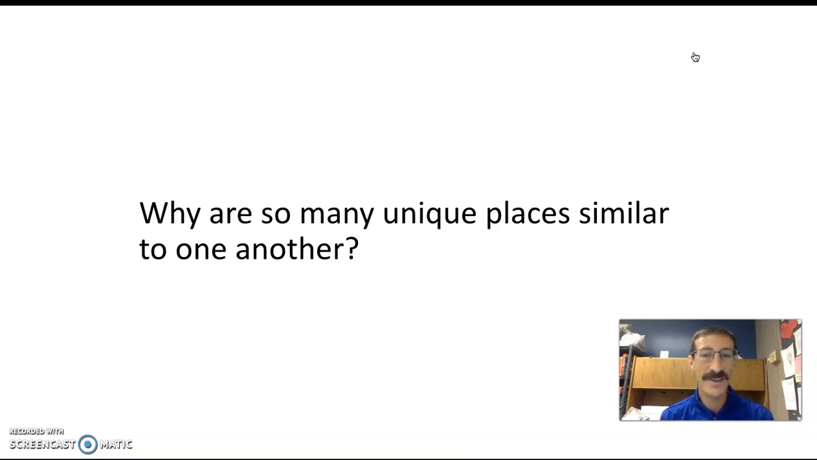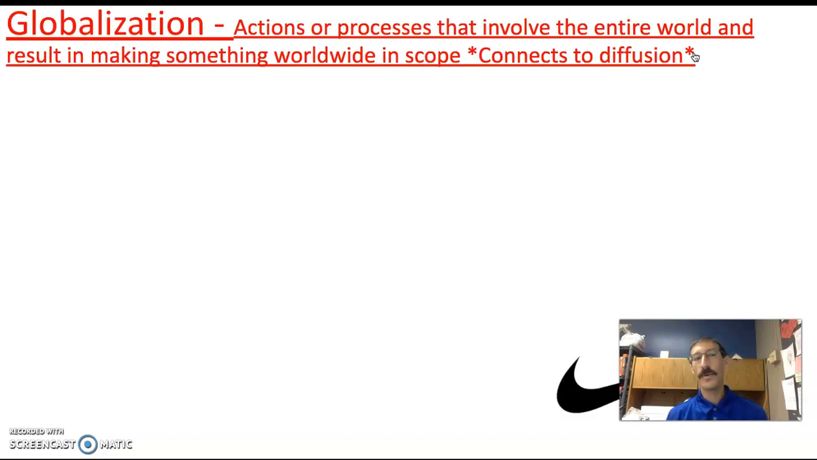Why are so many unique places similar to one another, even though they're in different locations? What accounts for a lot of that is this idea of globalization: actions or processes that involve the entire world and result in making something worldwide in scope. And this connects to the idea of diffusion that we'll talk about in the second half.